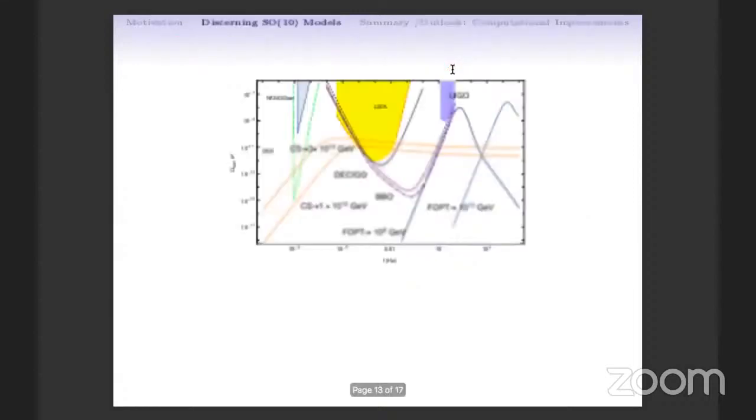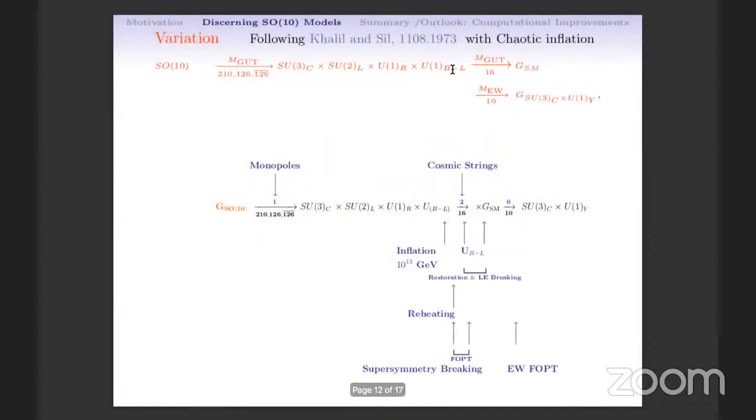And this will allow, it is basically the same model, but you follow a kind of trick, and now with chaotic inflation, instead of B minus L being left completely broken at this high scale, you can allow for the possibility of restoration of B minus L and subsequent breaking close to the electroweak scale. And then, of course, this can give you a phase transition lower than 10 to the 13.